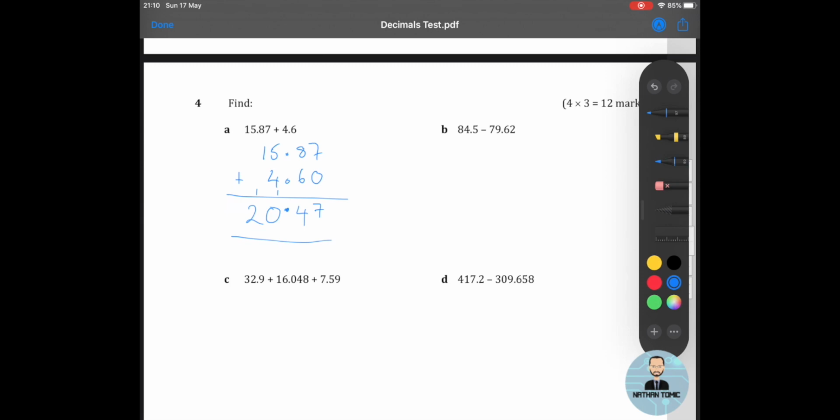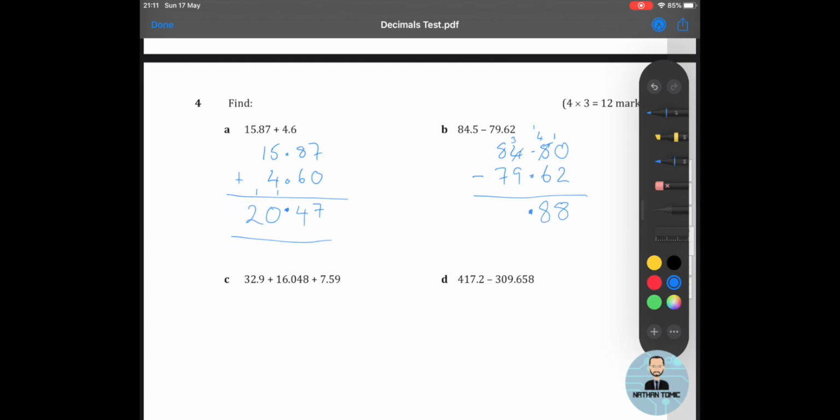For B, again, no different, just make sure everything lines up. So 84.5 minus 79.62. So again, if we want to add the extra 0 in to help us to keep things lined up, that's a good idea, keeping the decimal points and all the place values lined up. So now 2 from 0, of course, doesn't work, so we have to take from the next space up, so that becomes a 4, and we bring that down, so that's 10 now. So 2 from 10, of course, works, and that is 8. 6 from 4 doesn't work, so again we're going to take from in front of us, so that's a 3, and then we get the 1 here. So 6 from 14 works, so that gives us 8 as well.